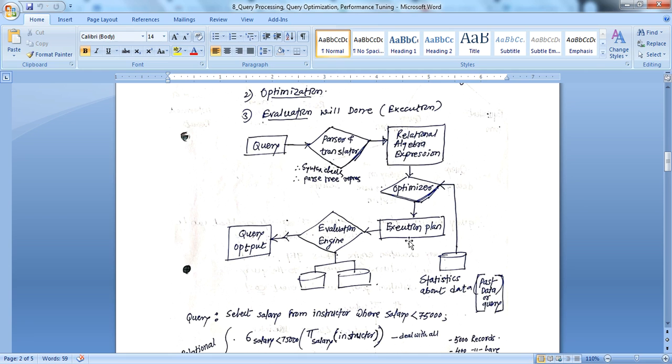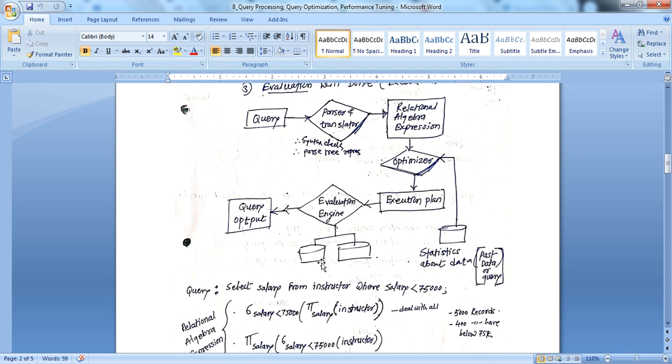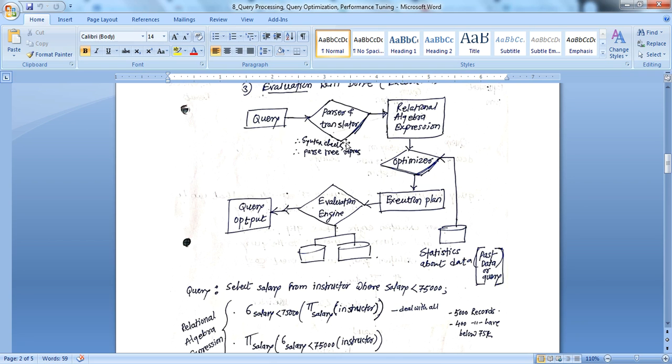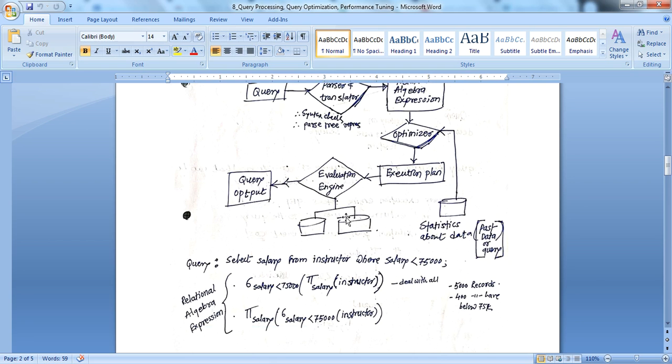Now the next operation is the execution plan. The particular query has some execution plan. After that, the evaluation engine evaluates that plan and gives the query output. That is simply the output of this query. These are the operations executed under query processing, and now we will see how exactly they work.